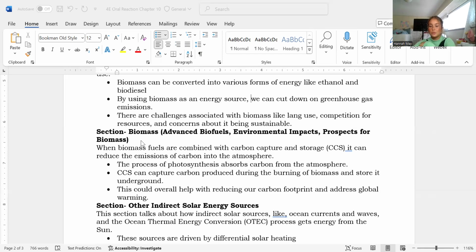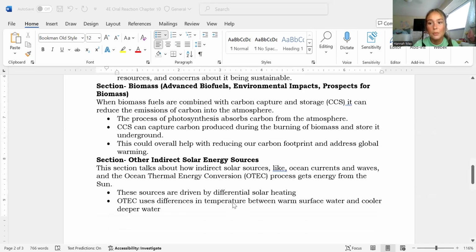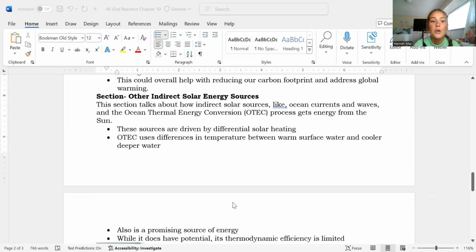CCS actually captures carbon during this process of biomass, and it stores it underground. And this could just overall help us to get away from fossil fuels and all of the bad negative impacts that it has on our climate and environments, just everything, and help address global warming.